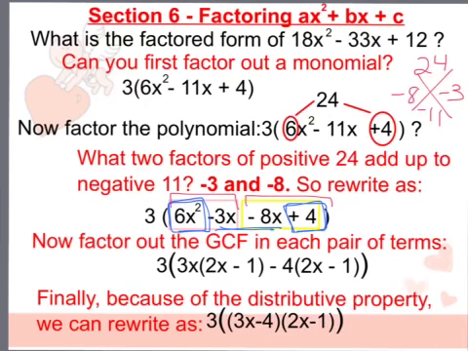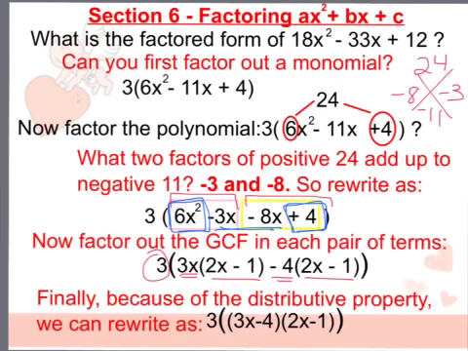two. The 3 is going to stay outside. So the GCF of 6x squared and negative 3x is going to be 3x, and that leaves us with 2x minus 1. The GCF of 8x and positive 4, you could say either positive 4 or negative 4. But if we say negative 4, then it will change the signs inside the parentheses of the binomial to make it a positive 2x minus 1.